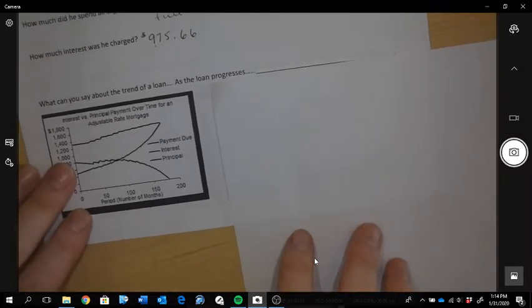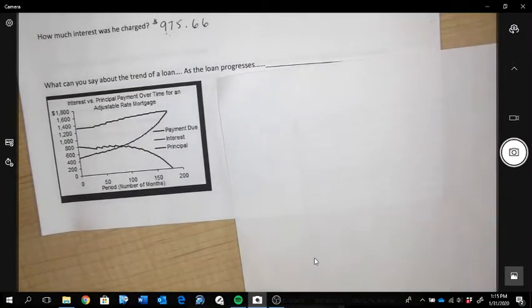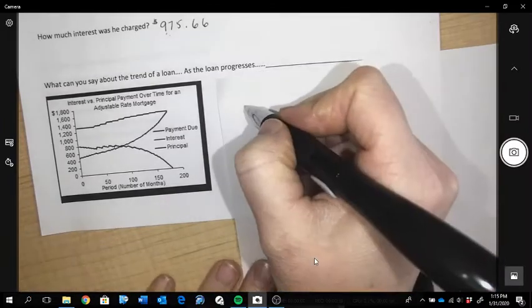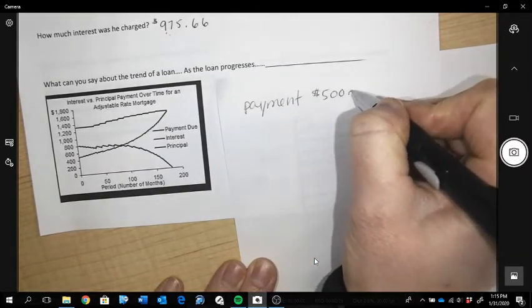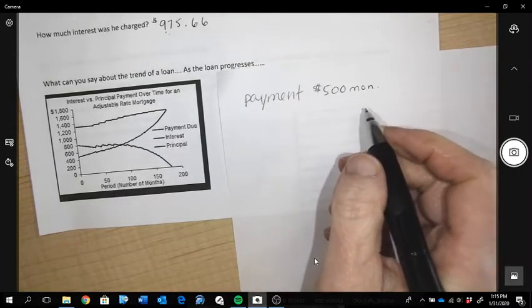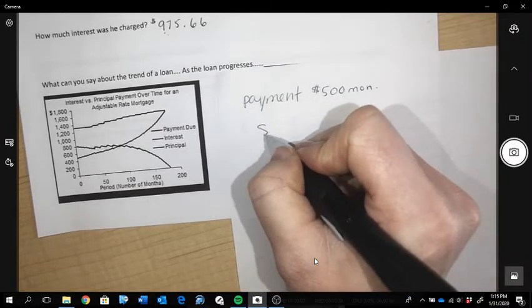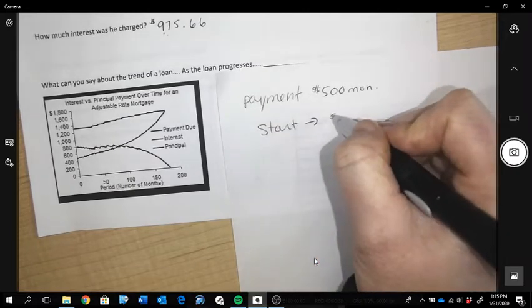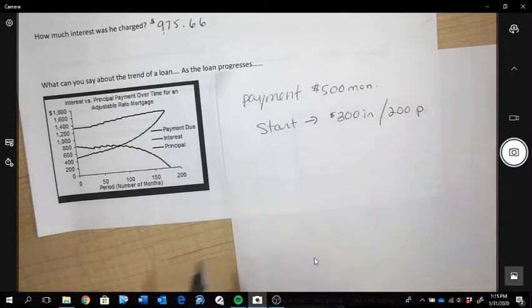Okay, so we're going to be talking about loans. Just quickly here before we get to some examples. When you are doing a loan, you're going to be making payments. Let's say that your payment is $500 per month. Right off the hop, the majority of your payment is going to go towards interest. So let's just say at the start, it could be something like 300 interest, 200 could go to the principal.